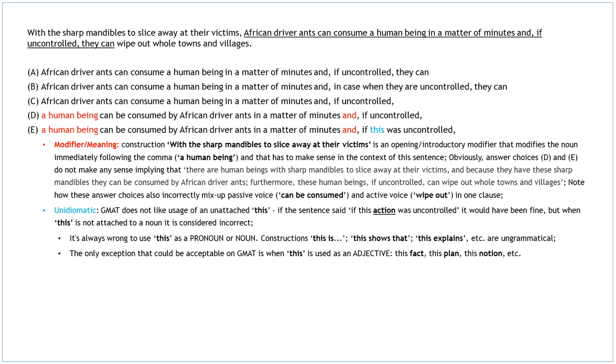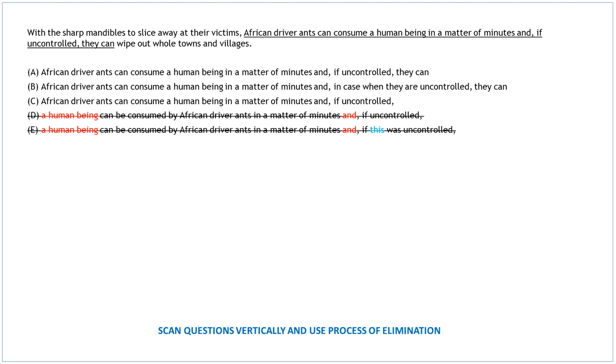It's always wrong to use "this" as a pronoun or noun. Constructions like "this is," "this shows that," "this explains," etc. are ungrammatical. The only exception that could be acceptable on GMAT is when the pronoun "this" is used as an adjective: "this fact," "this plan," "this notion," etc. So, now we can eliminate choices D and E, and move on to scanning the rest of the answer choices.